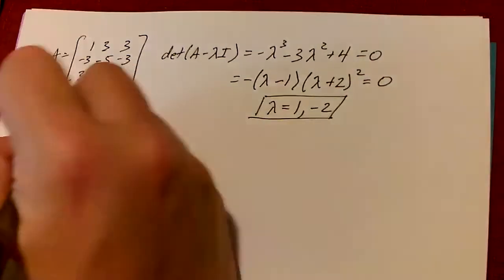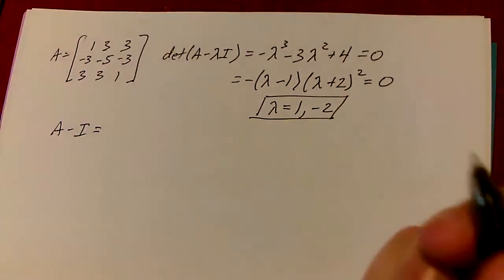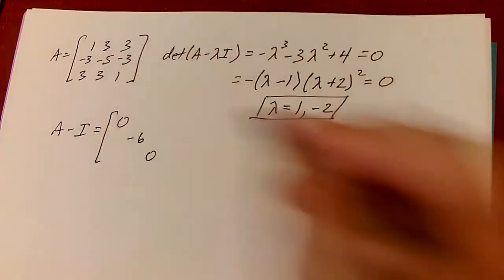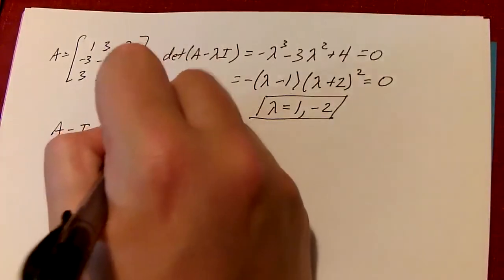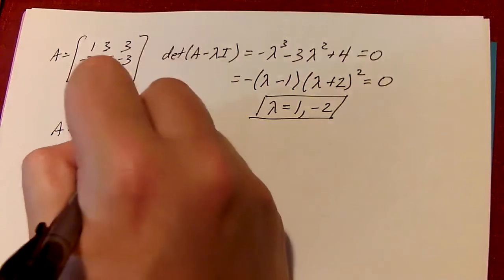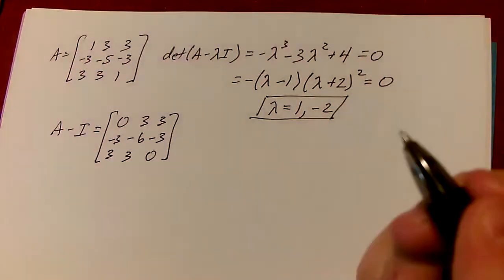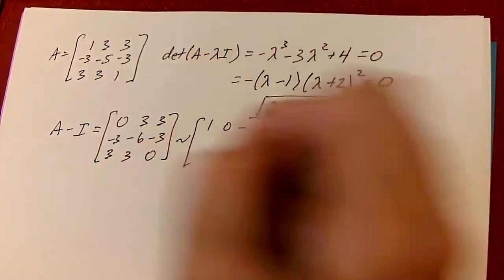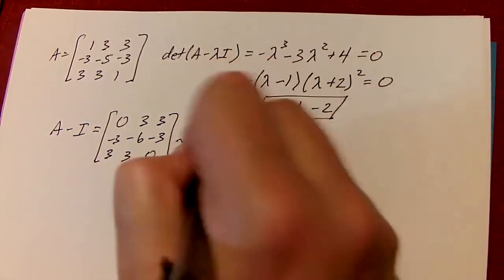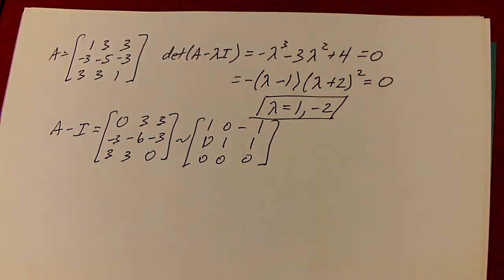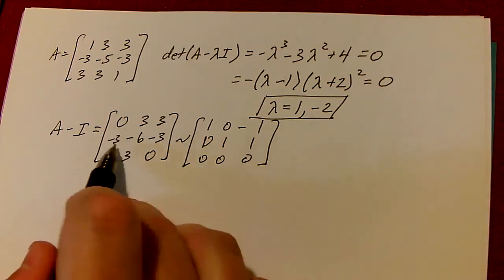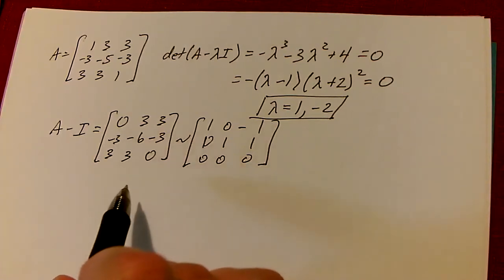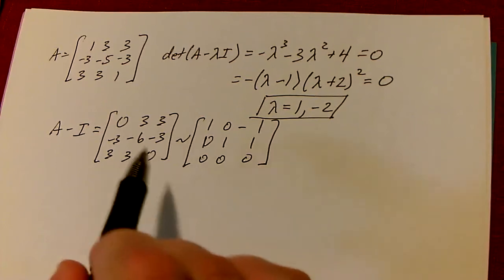Well, let's take them one at a time. So I'm going to have A minus I for eigenvalue of 1. So I subtract 1, I get 0, -6, 0. Then other places are unchanged. 3, 3, -3, -3, 3, 3. Use your favorite method for row reducing. I'm going to get 1, 0, and -1. 0, 1, 1, and then all zeros on the bottom row. So let's figure out what we had here, right? I needed negative copy of the first row and a positive copy of the second row to get me 0, when I put all that together.